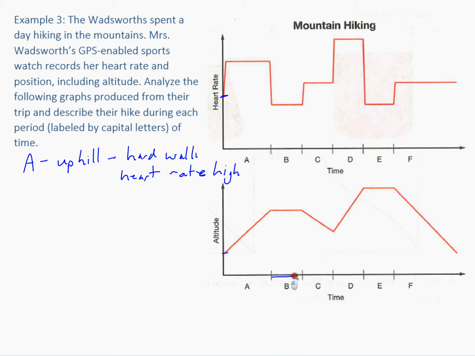As we look at our time B, this could be a couple different circumstances, I guess. They're staying at the same level here, so their altitude's not changing. So maybe they hit a flat spot, or maybe they took a rest. I would say it's probably taking a rest because her heart rate really dropped quite a bit back to normal. So they took a break. Her heart rate went down to normal. So part B, they took a break. Heartbeat went down. Heartbeat to normal.